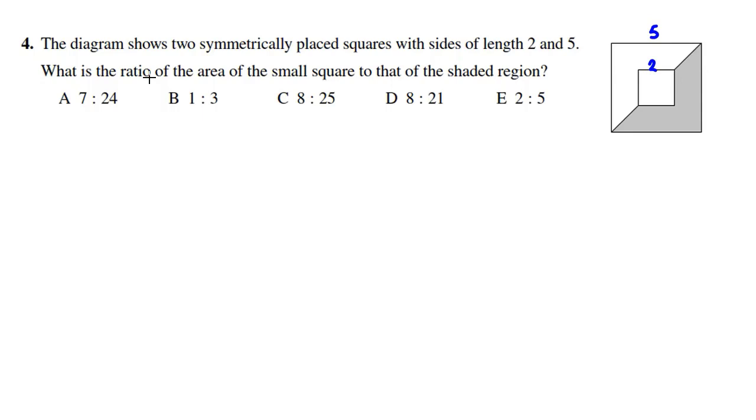We want to find, it says, the ratio of the area of the small square. So the small square is what? It's 2 times 2, 2 squared, which is 4, over that of the shaded region. So if we want to find the shaded region, let's divide it into different parts. This one, this one, this one, this one. 2 triangles and 2, we can say, rectangles. This length is what? 5 minus 2 is 3. And they are equal, it is symmetric.